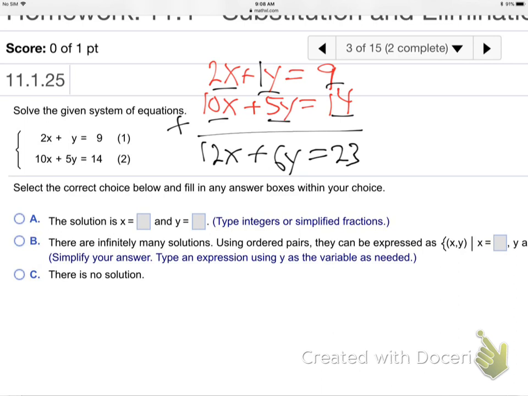Now, what do I mean didn't work? I added them and everything. What's the problem I'm having? Why don't I like that? Why did that not work?